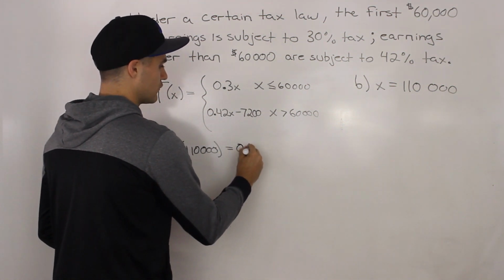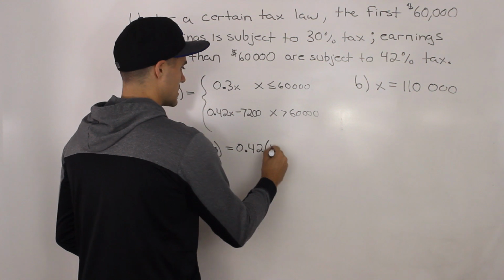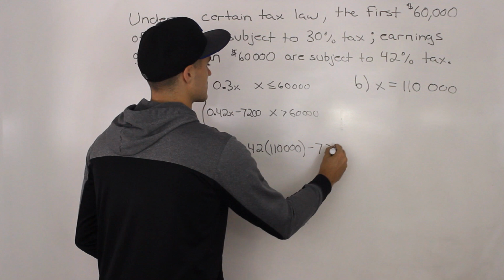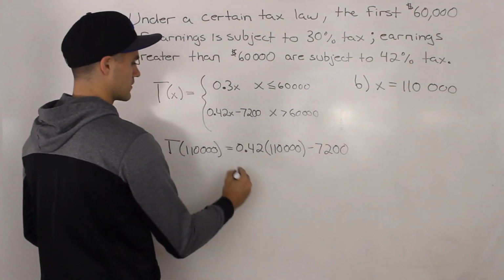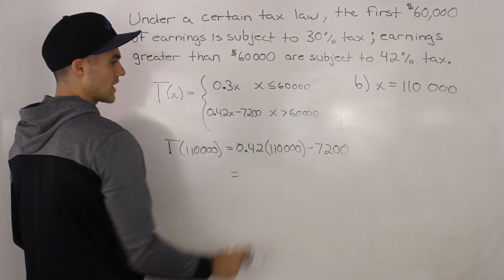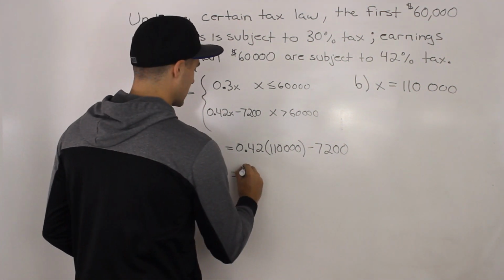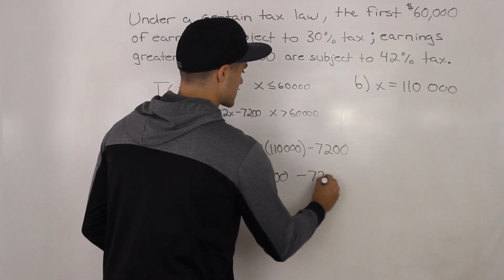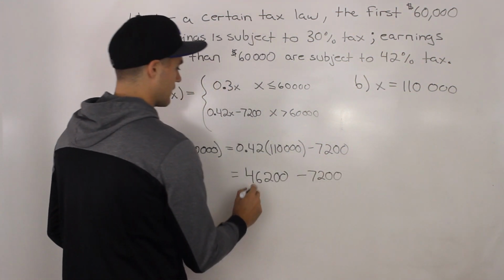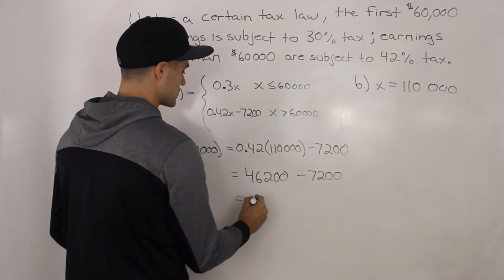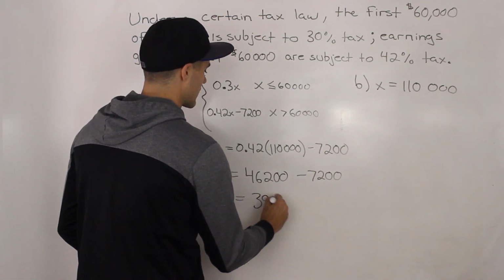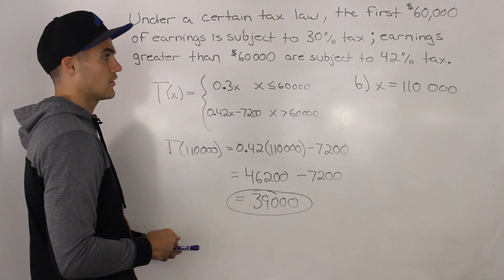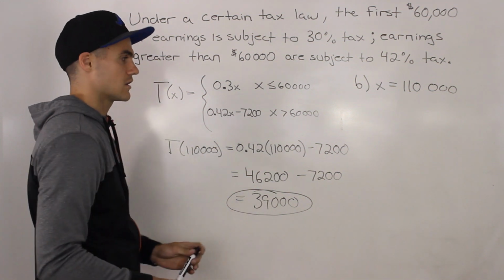So we'd have 0.42 times 110,000 minus 7,200. So 0.42 times 110,000, that would give us 46,200 minus 7,200. And then 46,200 minus 7,200, that would give us 39,000. So that's the answer to part B. So if you're making $110,000, you've got to pay $39,000 in tax.